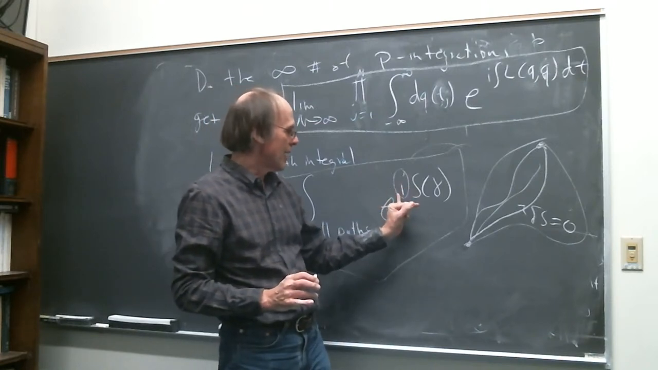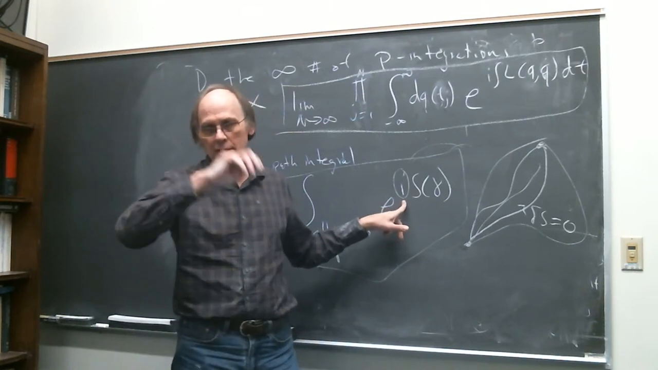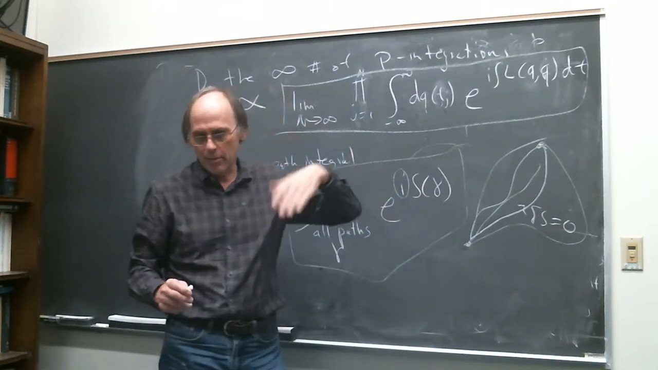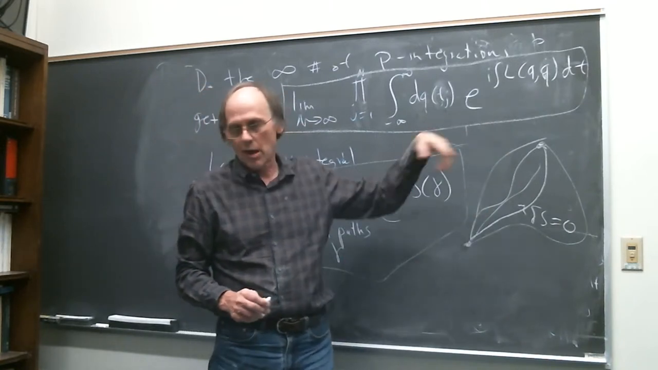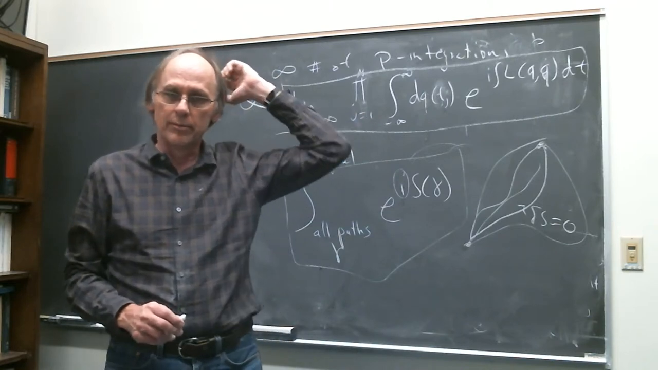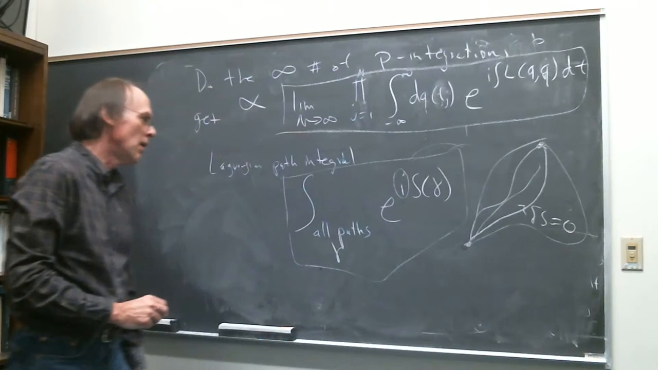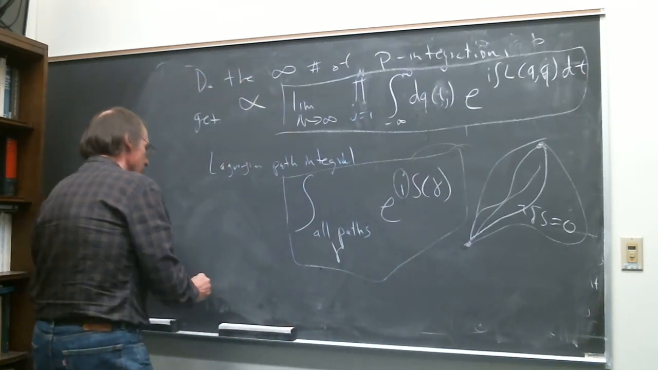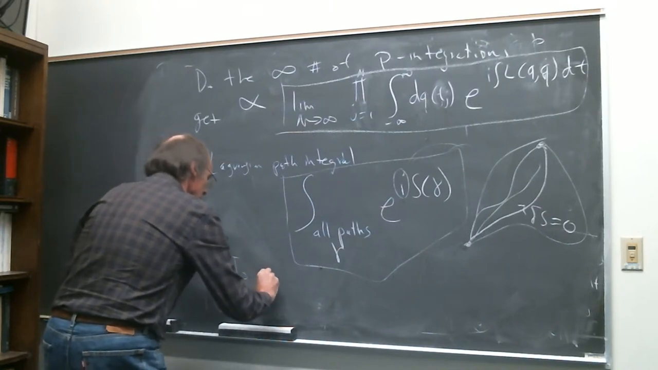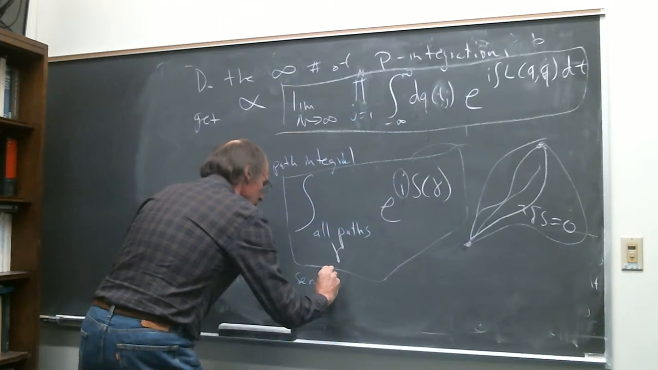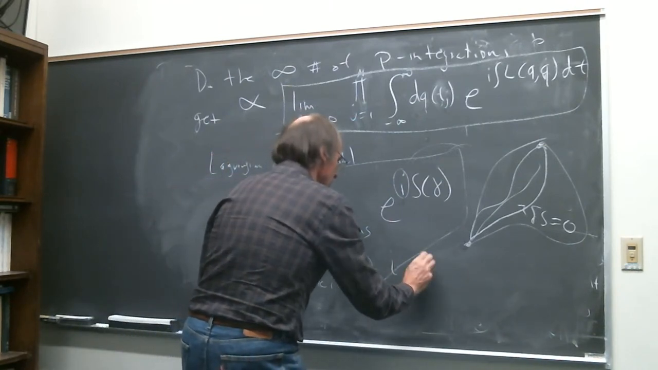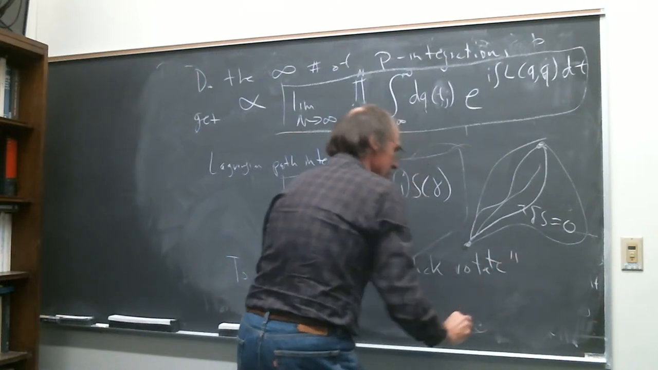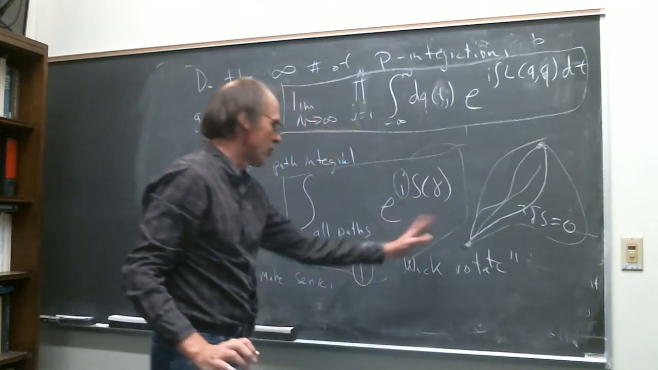What is true is that you can analytically continue the problem and make this I become a minus sign, and then you actually do have a well-defined integral, and that's called the Euclidean path integral. So that's one problem. This is called Wick rotating the I. Wick rotate to eliminate the I.